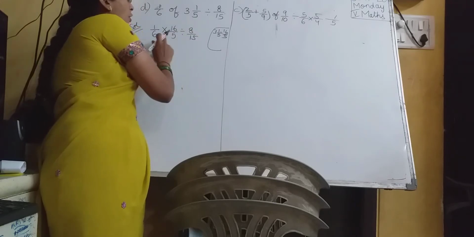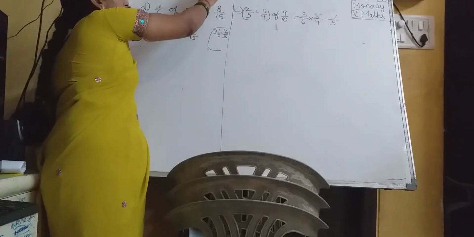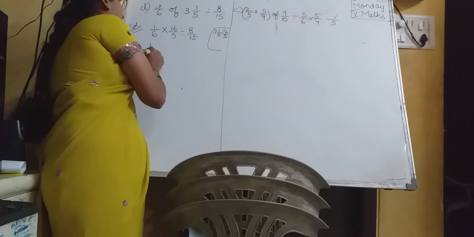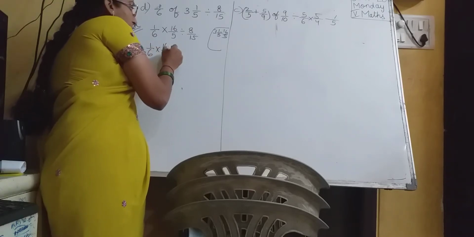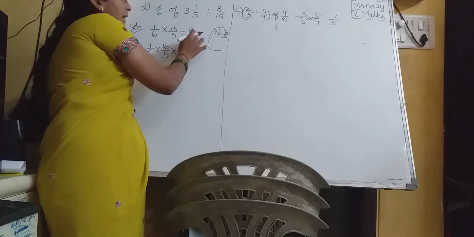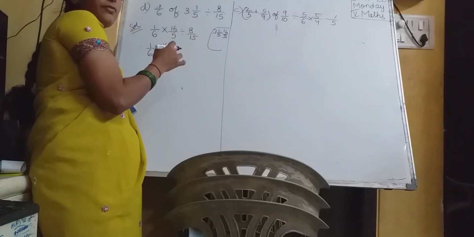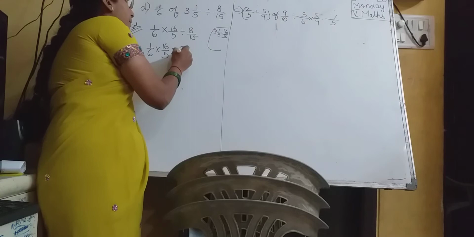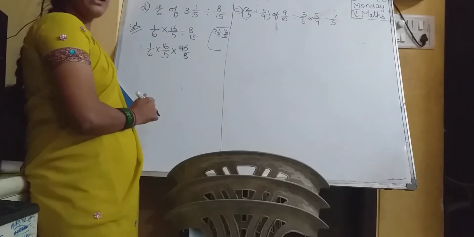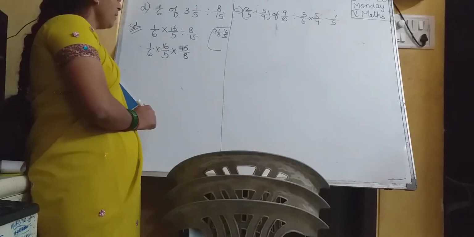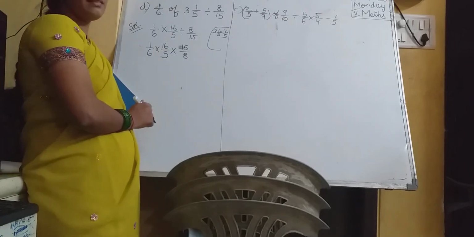Okay, we removed of. Now after of, there is D, division. Remove division also. 1/6 into 16 by 5. Remove the division, put the multiplication sign, and the next fraction has to be written in reverse. It is 8/15, so 15/8. Now whenever you have multiplication signs you can cancel them.